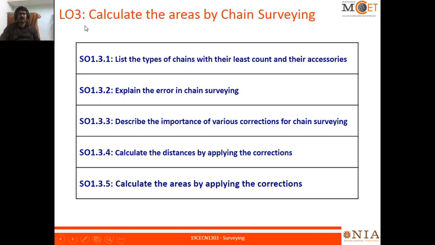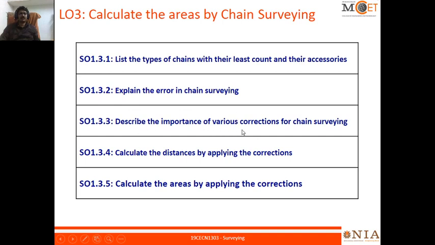So that is the specific outcome. For this outcome to be achieved, these are the following specific outcomes to be discussed. List the types of chains with their least count and their axis. What is chain and what are the types of chains available, and how we need to measure, what is the least unit in it, and what are the accessories we need to use, and what type of error will occur while doing the chain surveying, and how we can correct it.